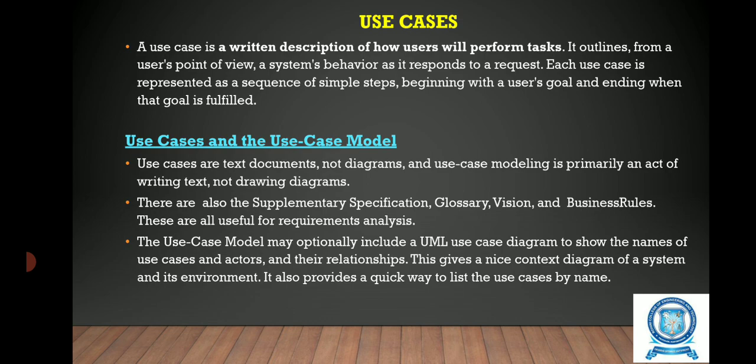The use case and use case model. Use cases are text documents, they are not diagrams, and use case modeling is primarily an act of writing this text and not drawing diagrams. And there are also the supplementary specification, glossary, vision, and business rules. These are all useful for requirement analysis. The use case model may optionally include a UML use case diagram to show the names of use cases and actors and their relationships. This gives a nice context diagram of a system and its environment. It also provides a quick way to list the use cases by name.